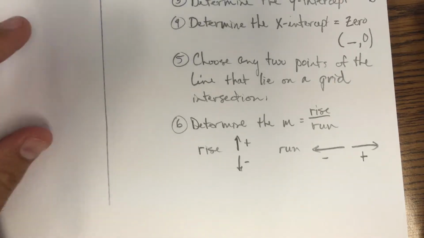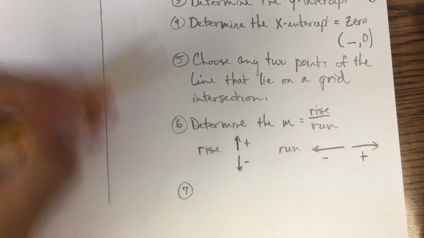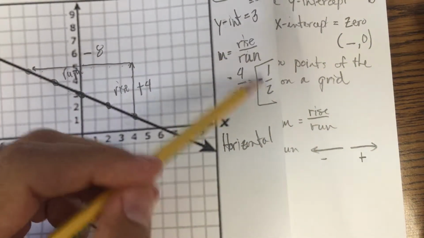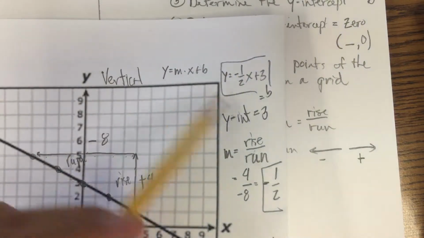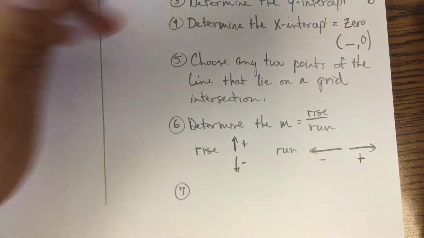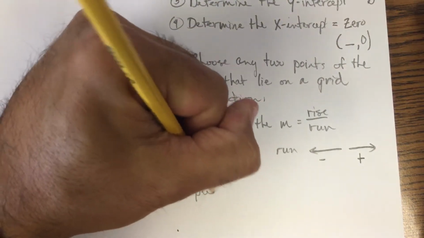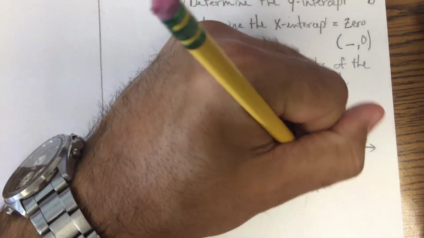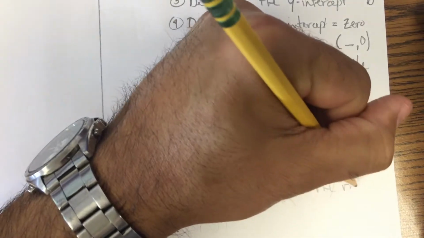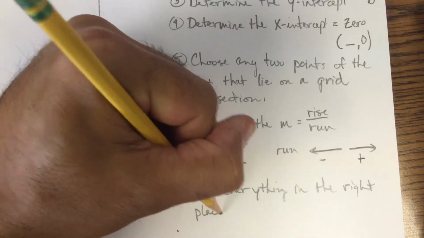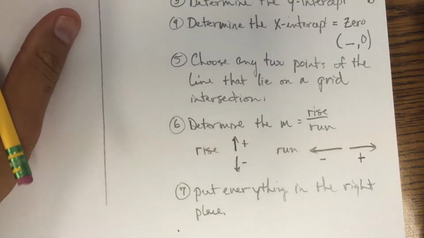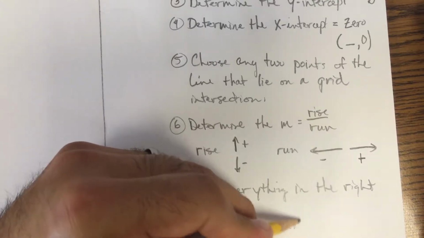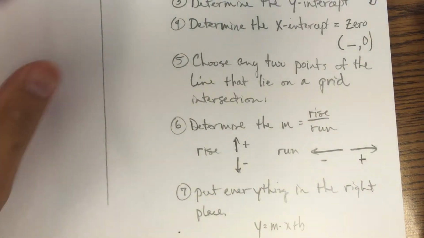All right, so those are the 6 steps. Oh, I'm sorry, there's one more step that we did. Once we figured out all the information, once we figured out the slope and the y-intercept, the next thing we did was we just put everything in the right spot. We just actually wrote the equation. So the last step, step 7, is to put everything in the right place. So we have y equals m times x plus b, and then you put everything in the right place.